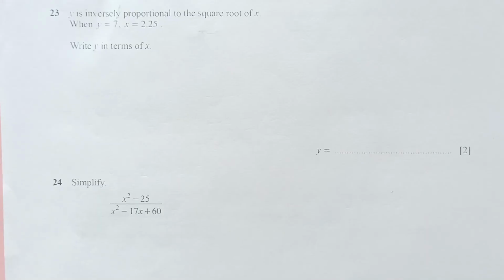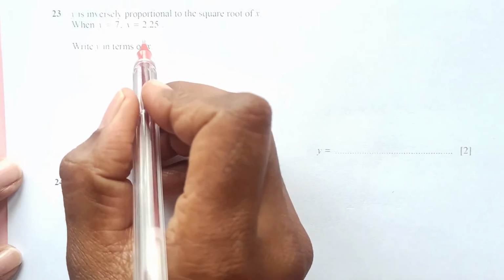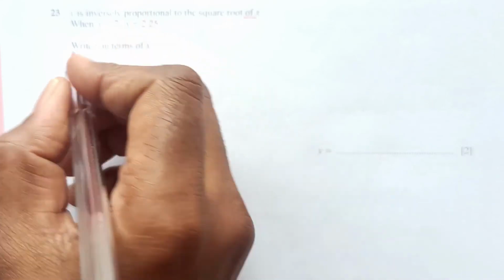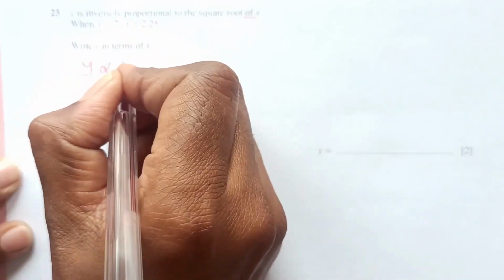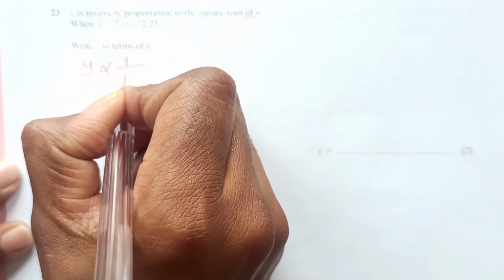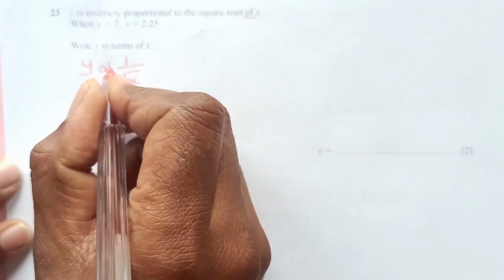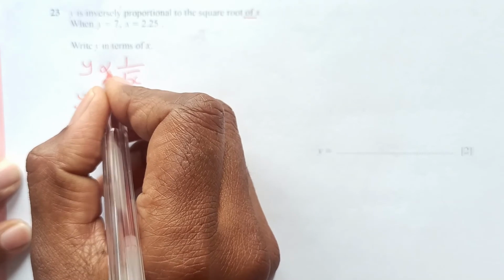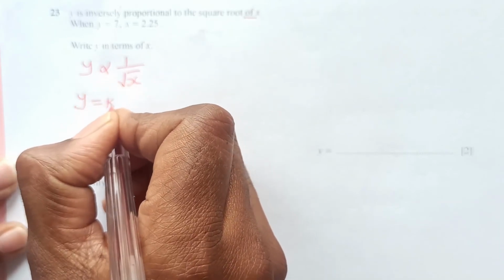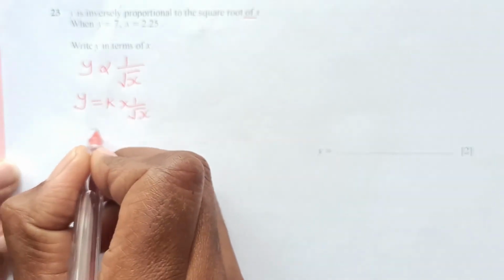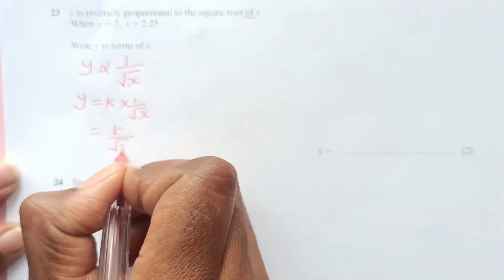Question number 23. Y is inversely proportional to the square root of x; when y is 7, x is this. Y is inversely proportional, 1 over the square root of x, right? So to remove this proportionality sign, we need to add a constant, which is k times 1 over square root x, right? So this can be written as y equals k over square root x.